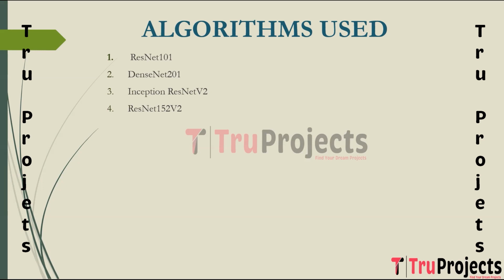VGG16. VGG refers to Visual Geometry Group. VGG16 is convolutional neural network architecture with 16 weight layers. It is known for its simplicity and uniform architecture, consisting of multiple 3x3 convolutional layers followed by max pooling layers. It is used for its straightforward architecture and effectiveness in learning hierarchical features, particularly in image classification tasks.